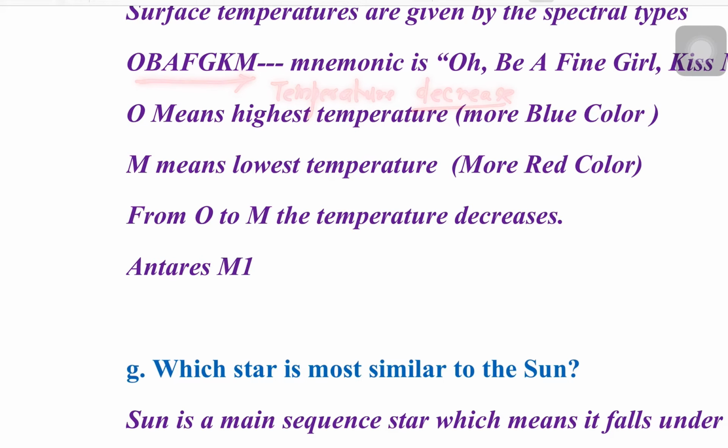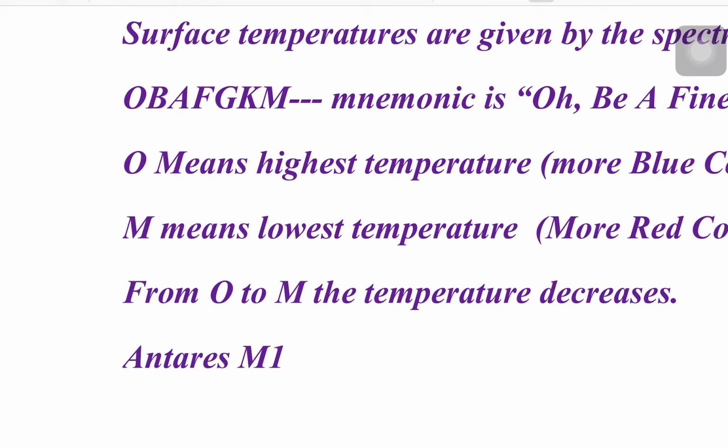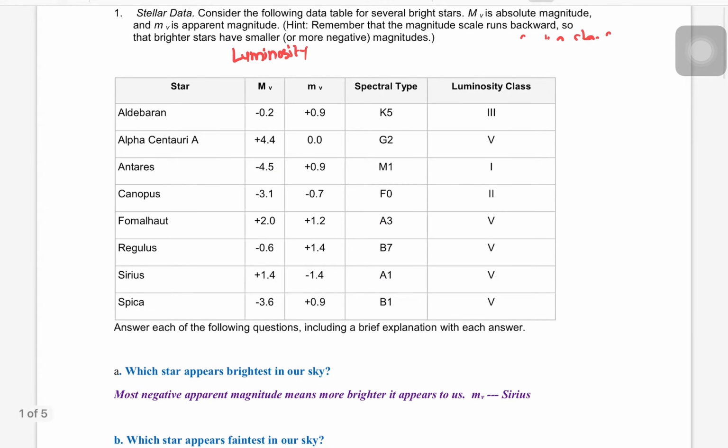Temperature decreases. So what is the question? Which has the lowest surface temperature? So what do you have to look for now? The lowest surface temperature means I have to look at the star whose spectral type is M. The spectral type M. So let's go here. The spectral type M. So here I see only one, M1.